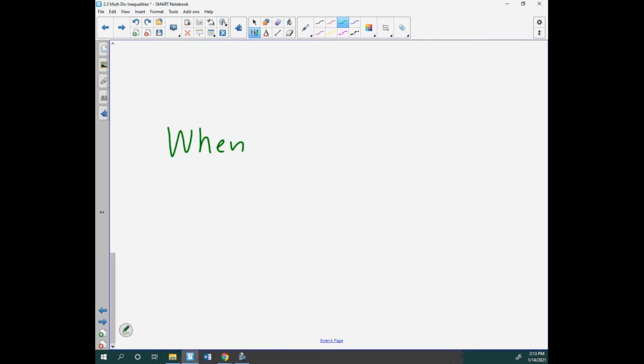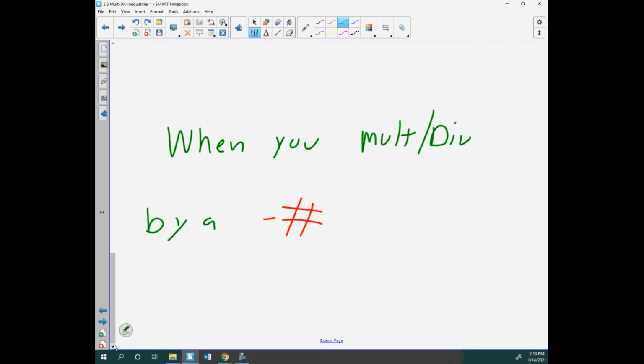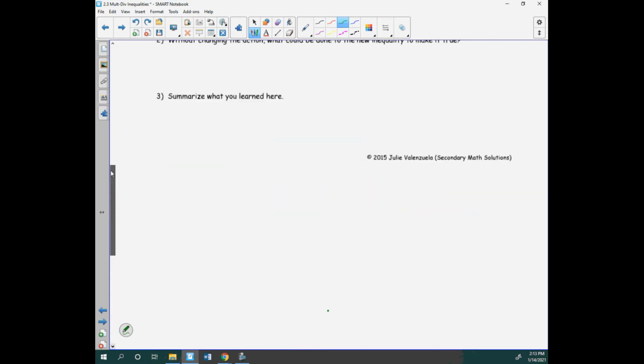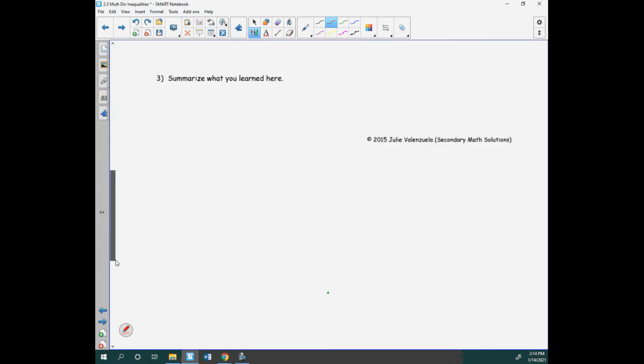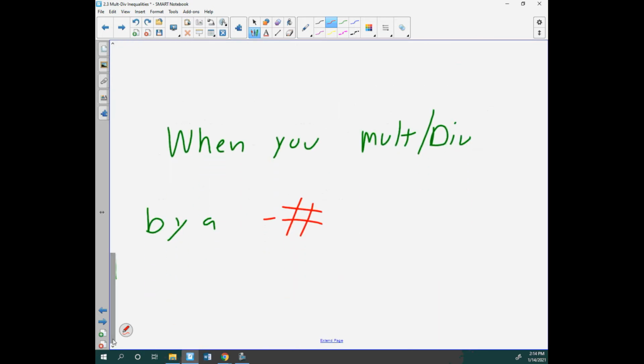When you multiply, I'll just abbreviate, or divide by a negative number, what happens? Well, our statements are false, right? They're not true. So how can we make these things true? Well, if we were to simply flip the signs the other way, those would now become true. Anyways, when you multiply or divide by a negative number, you need to flip the sign, flip the inequality.